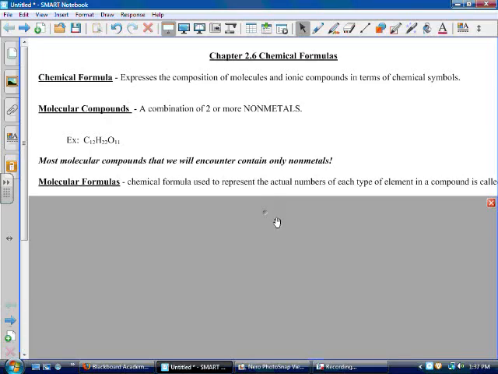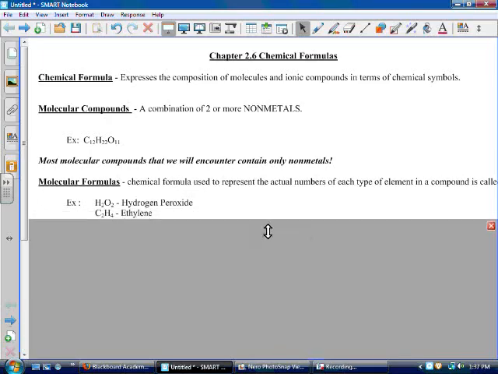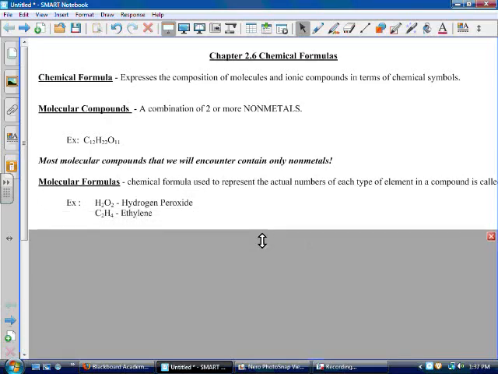Now, there are two other types of formulas that we use as well. Some other examples of molecular formulas: hydrogen peroxide, which is found in your medicine cabinet, H2O2, has 2 hydrogens, 2 oxygens. Ethylene has 2 carbons, 4 hydrogens. Those are molecular formulas.